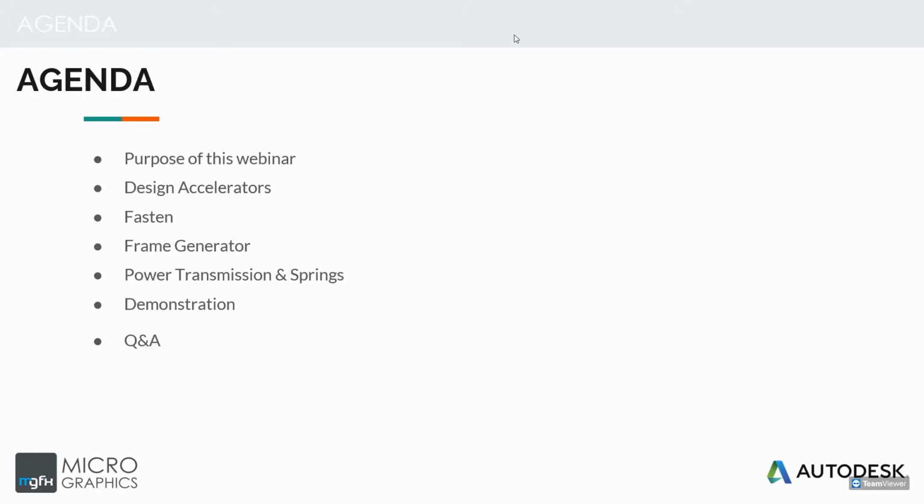So our agenda for today: I'm going to tell you the purpose of this webinar. Then we're going to discuss a little bit about design accelerators, basically give you an overview. We're going to discuss fasteners, frame generator, power transmissions and springs, and we're going to do, of course, a live demonstration to show you where all of them are living inside of the Inventor menus, how you can leverage them, and what options you have available when using them.